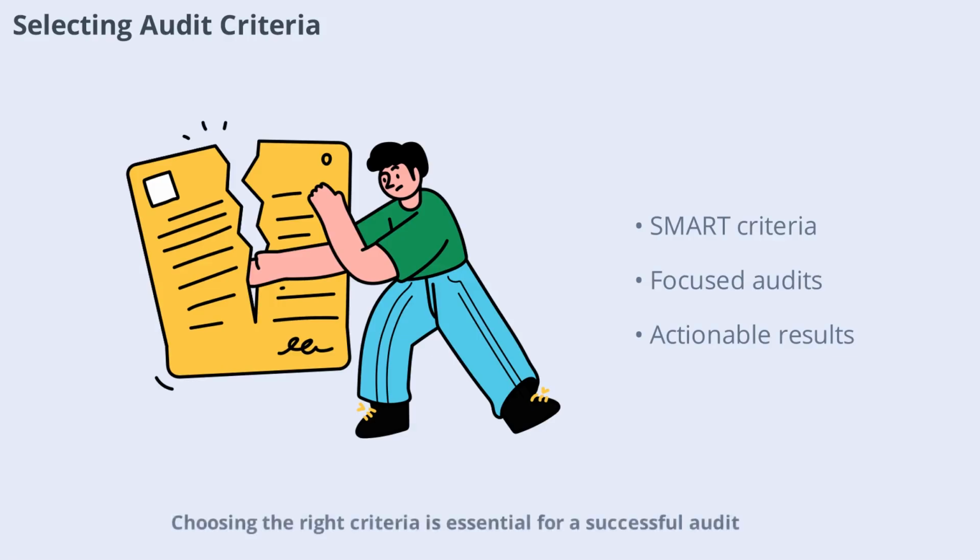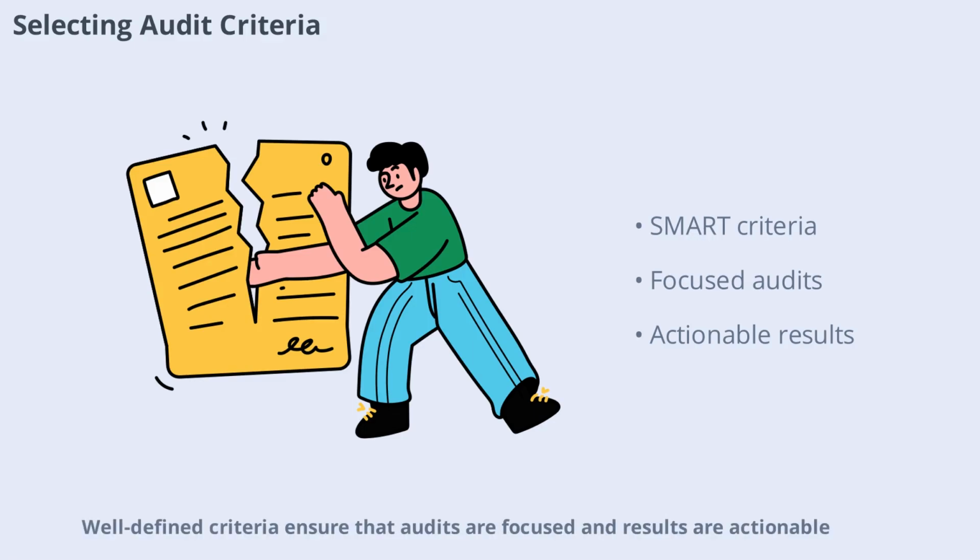Choosing the right criteria is essential for a successful audit. Criteria should be specific, measurable, achievable, relevant, and time-bound. SMART. In radiography, criteria might include the percentage of images meeting quality standards or the proportion of reports completed within a set timeframe. Well-defined criteria ensure that audits are focused and results are actionable.